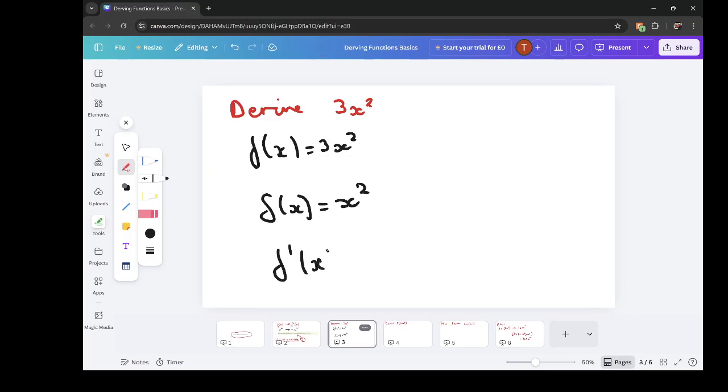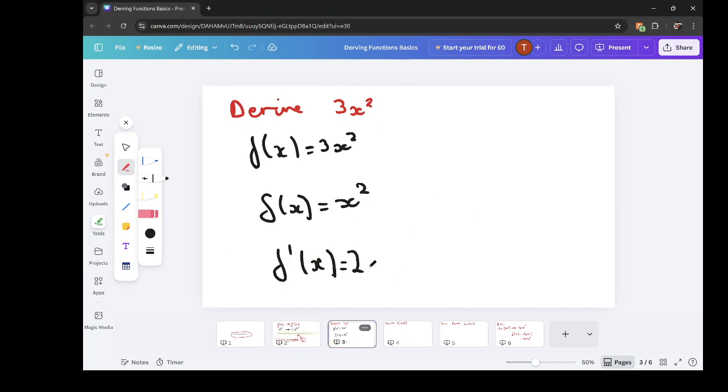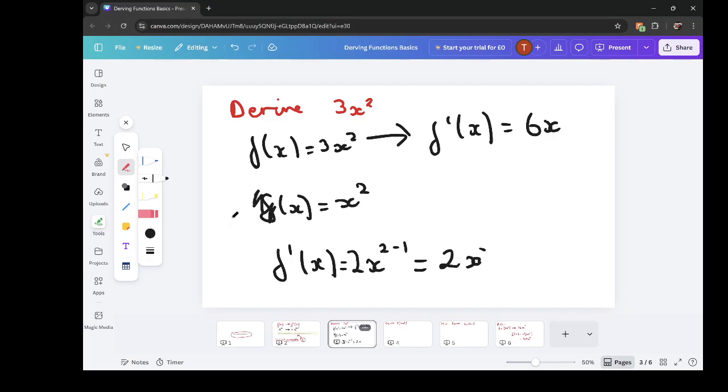So f prime of x, using our formula, we bring down the n, nx to the n minus 1. So we do 2x to the 2 minus 1, which is 2x. Now remember that we still have to plug it into the 3 over here. So now our actual f prime of x will be 6x, because 3 times 2x. Let me just write this as v of x instead of f prime of x, so v prime of x. There we go, that makes it a little bit easier. We got our f prime of x.